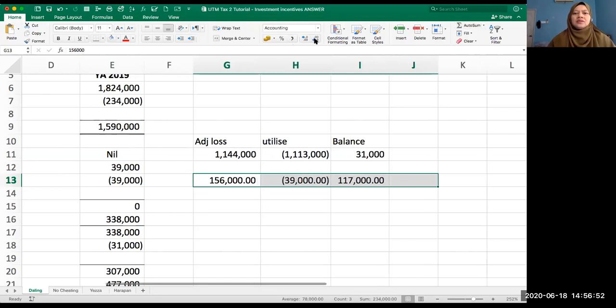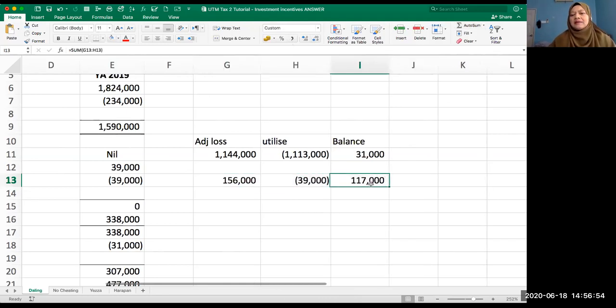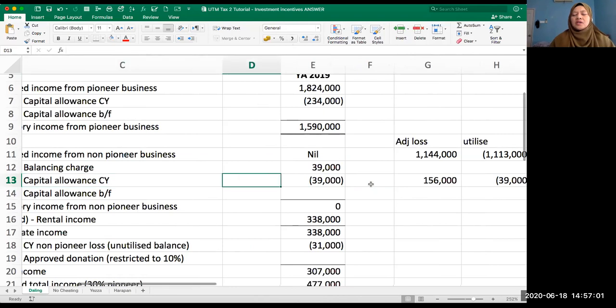Okay, so this 117 is the amount of your current year CA that you carry forward to the following year. Why do you need to understand this? Because when you do a 5 years tax computation, you must know how much is your brought forward figure, how much is your current year CA, how much is available, how much you utilize, and how much you carry forward to the following year. If you look at my working in the previous class, I always show the movement of my capital allowance.